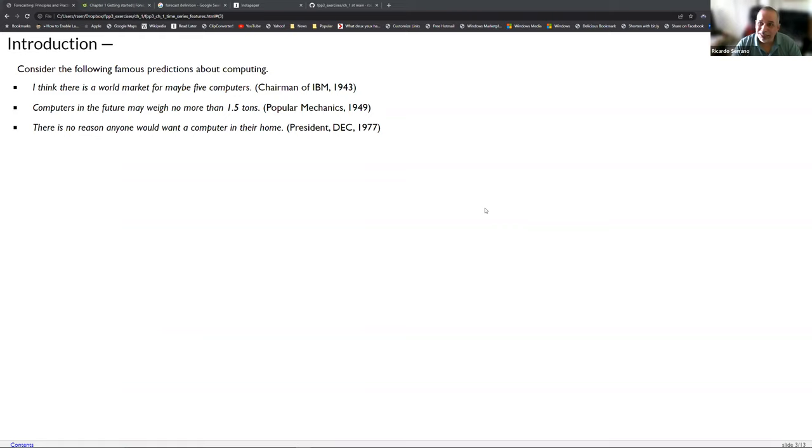Okay, they were really minicomputers at that time. So in 1977, the president of that company, Digital Equipment Corporation, said that there is no reason anyone will want a computer in their home. Okay, three years later, IBM invented what was called the PC, the personal computer. You know how that went. So the moral of this story: be careful what you forecast.